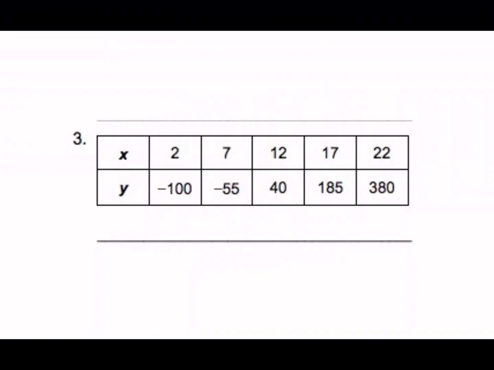All right, last one. Start the same way. Check the x values. So this goes up by 5, 5, 5. Yes, it works out. So now we need to determine, is it linear, quadratic, or exponential? So let's go ahead and find the first differences. So negative 55 minus negative 100 gives me 45. And then 40 minus negative 55. Okay, so it's not linear, but we still need to finish it out.